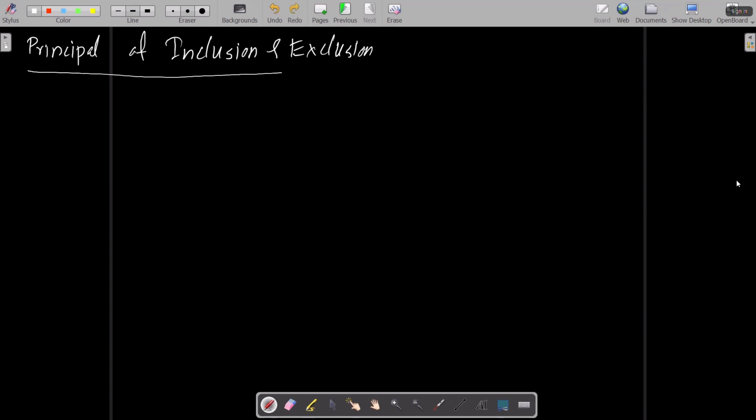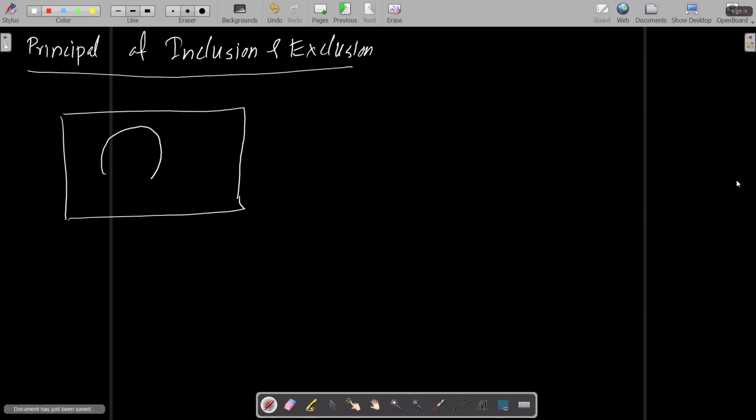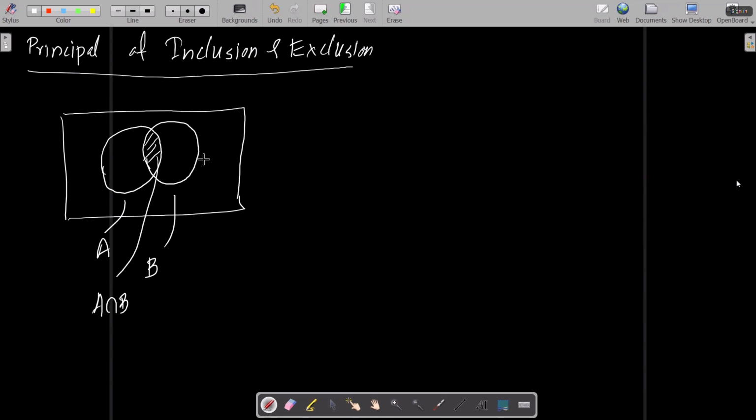Now say we have done this in our advanced levels. Say we have two sets like this. Let's say this is A and this is B. This is the intersection of A and B. What we need to find is the size of the union of A and B. A union B is all the elements in both A and B, but elements should not repeat.